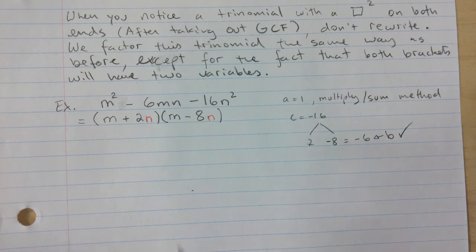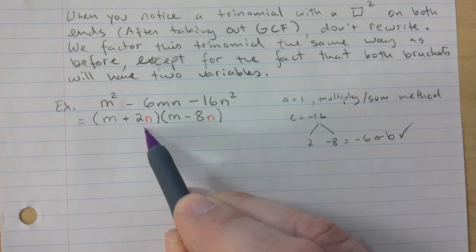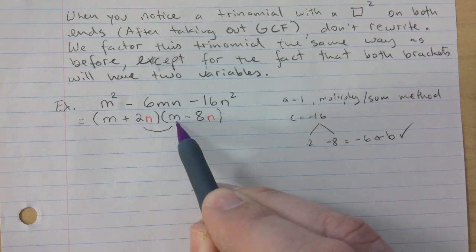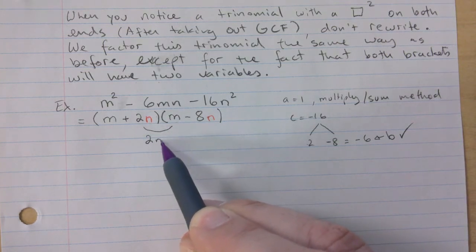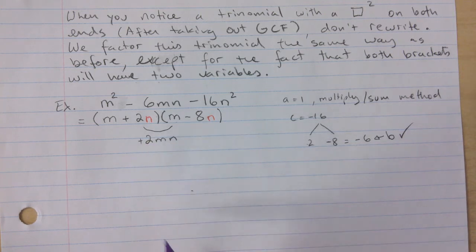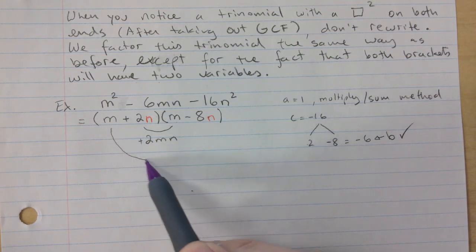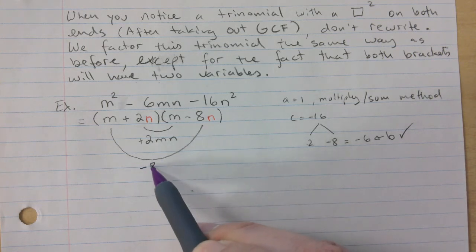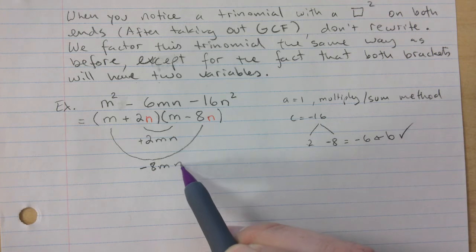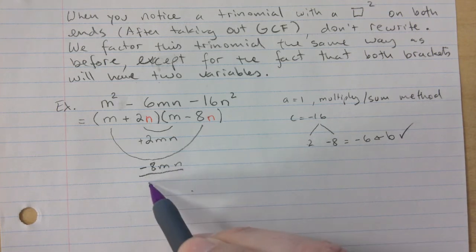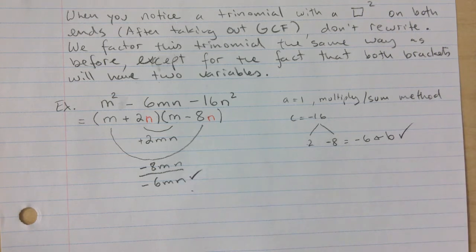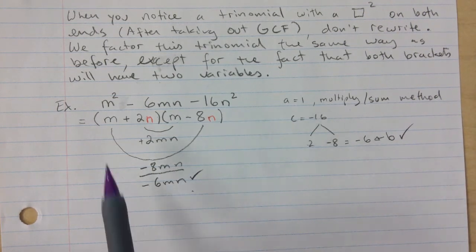And to make sure you got this right, you still do the double smiley face rule, right? 2n times m is 2mn positive, m times -8n is -8mn, right? And that adds up to -6mn, which is exactly what you want, right? That's that middle term there, which is over here as well.